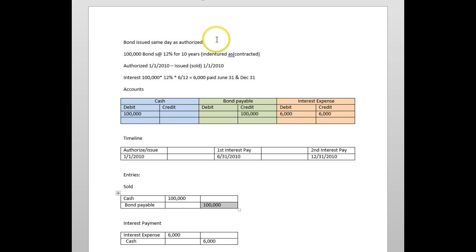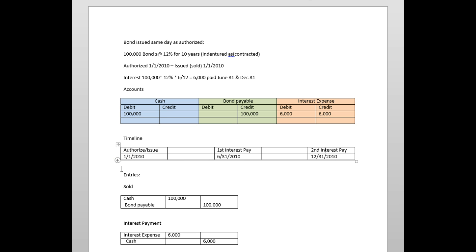First one we're going to look at is a bond that is issued on the same day it's authorized. This is, in a perfect world, the kind of bond that every accountant wants. The bond is at 12% for 10 years, and it's written up as a contract, so once it's written up, that's the way it stays. It's going to be authorized on 1/1, and it's going to be sold on 1/1. The interest rate is 12%. It's going to have 2 interest payments, one on June 31st and the second on December 31st.